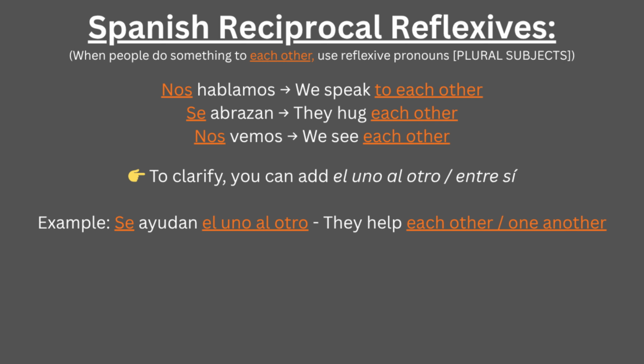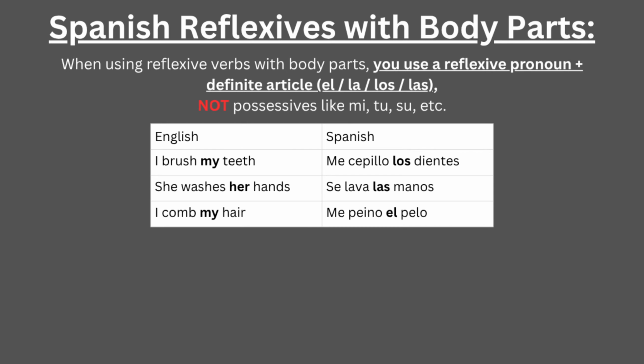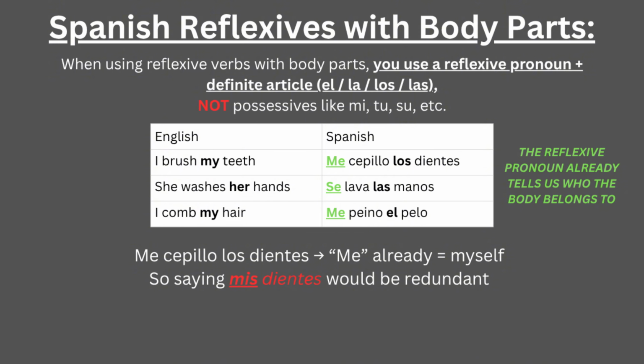The last thing to note is that when using some reflexives with body parts, pronouns will be used with definite articles. In English, this concept uses possessive adjectives, like I brush my teeth. She washes her hands. I comb my hair. However, Spanish uses reflexive verbs with articles because the pronouns already tell us who the body belongs to. In a phrase like me cepillo los dientes, me already indicates myself, so saying mis dientes is redundant.